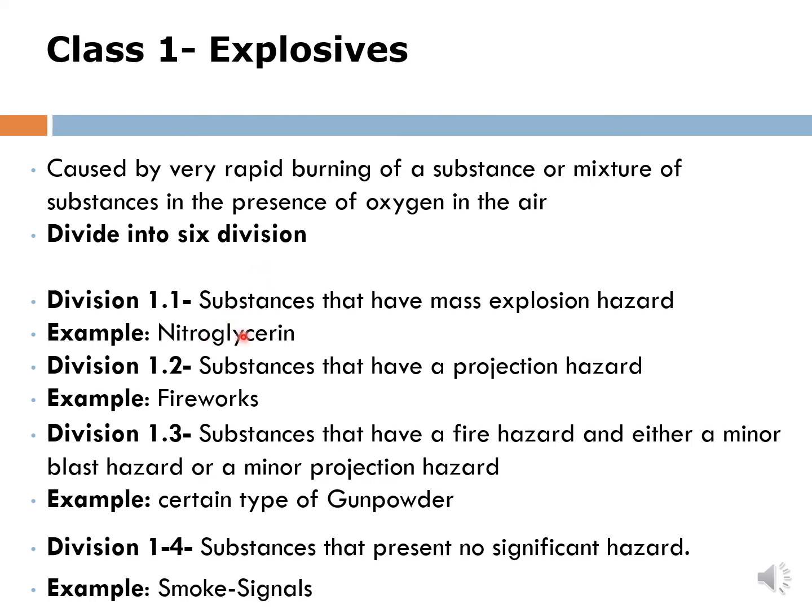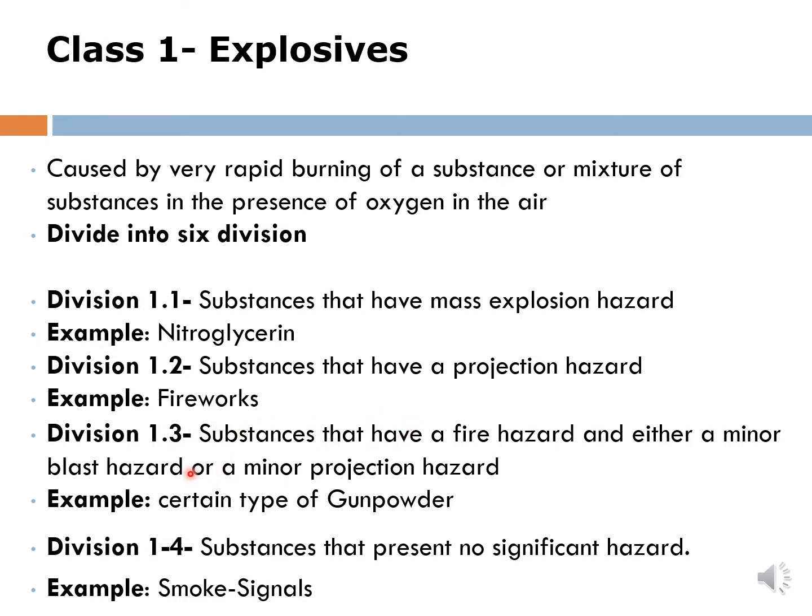So division 1.1 are those substances that have explosion hazard, for instance nitroglycerin. And division 1.2, substances that have projection hazard. I mean, once there is an explosion, they also project. So projection, it goes up. For instance, fireworks, how they project upward.